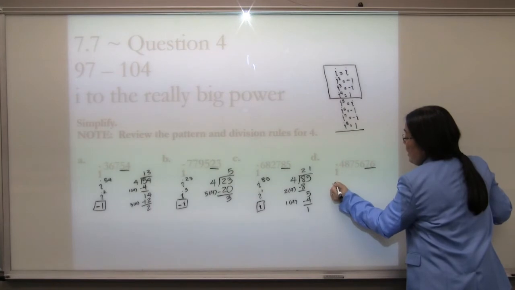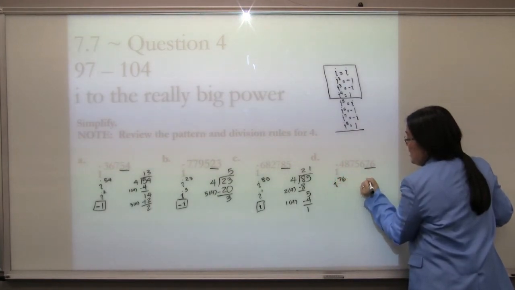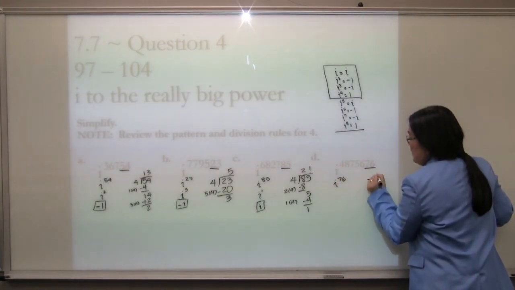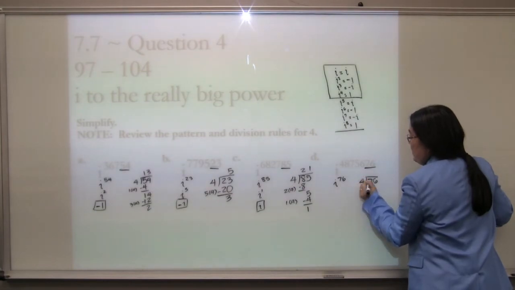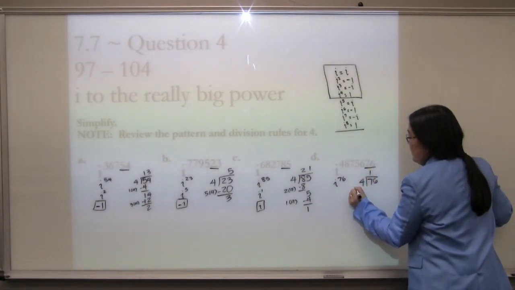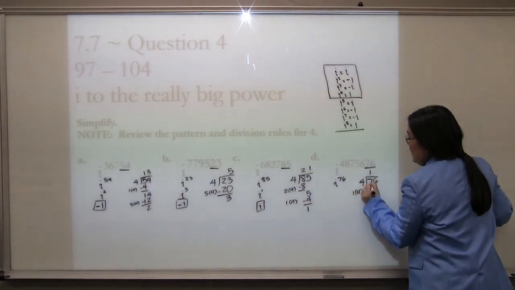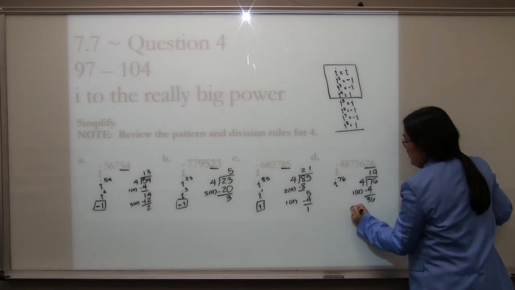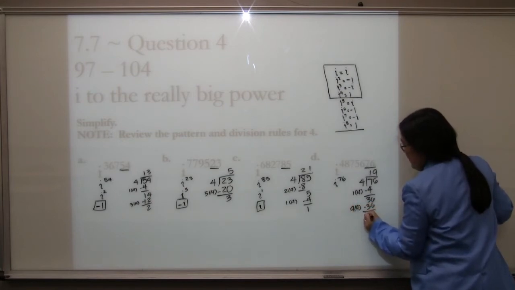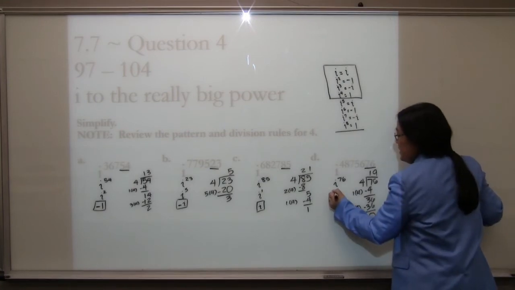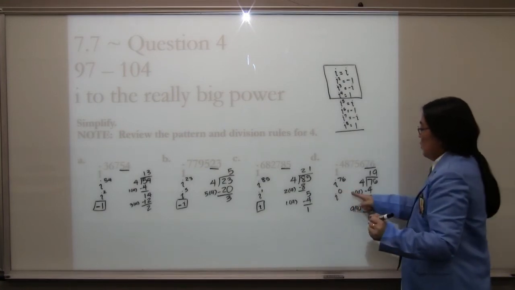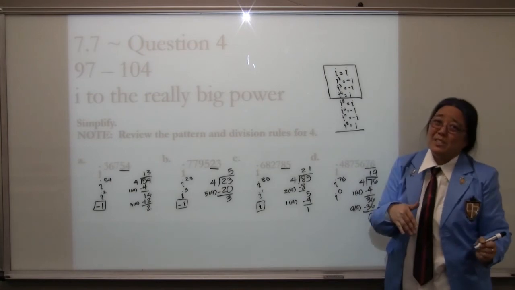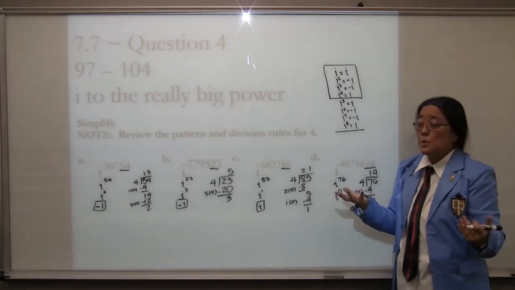Step 1, i to the 76th power. Step 2, 76 divided by 4. 4 goes in there, and 1 times 4 is 4. 3, 6, 9. 9 times 4 is 36. 0 left over. i to the 0th power. Wait, Miss Jordan, we don't have an i to the 0th power. What am I supposed to do?